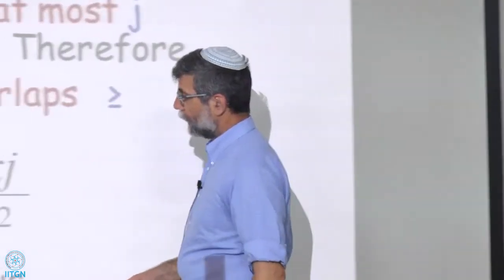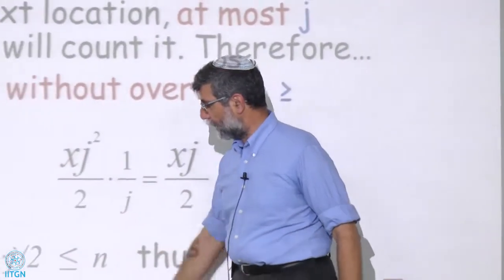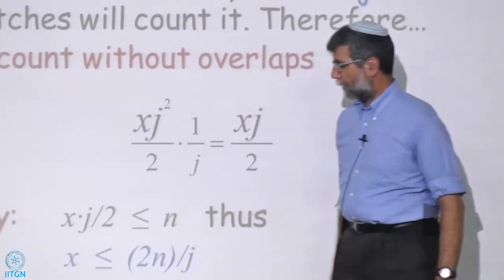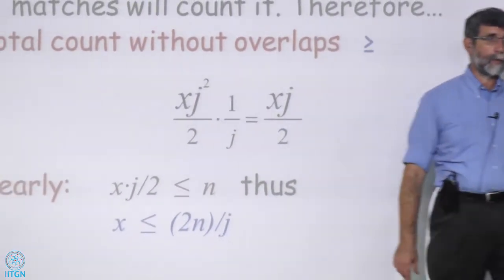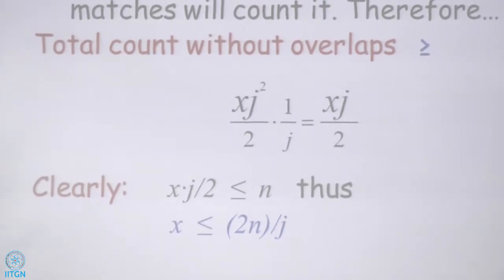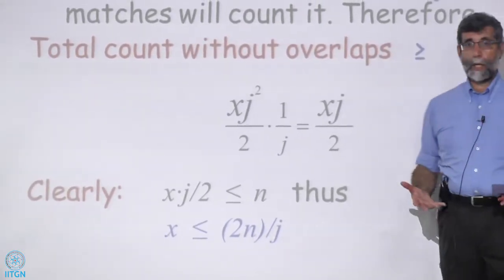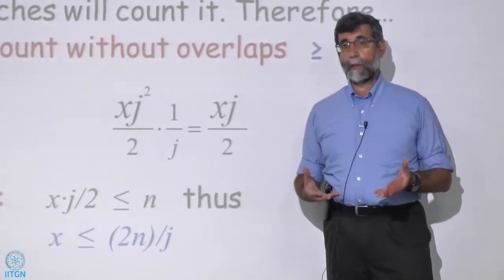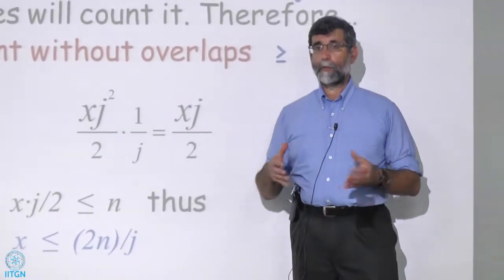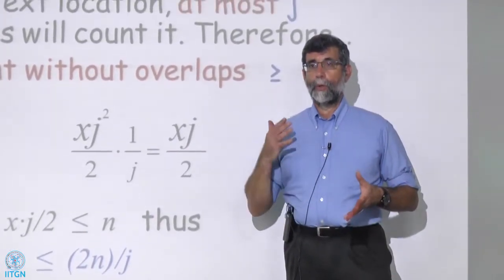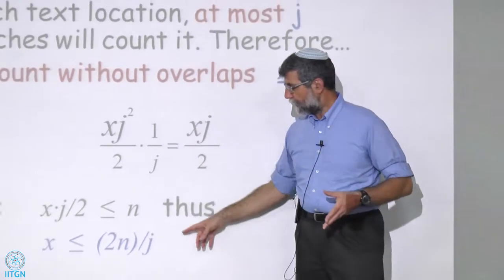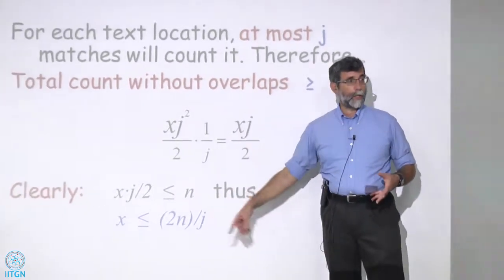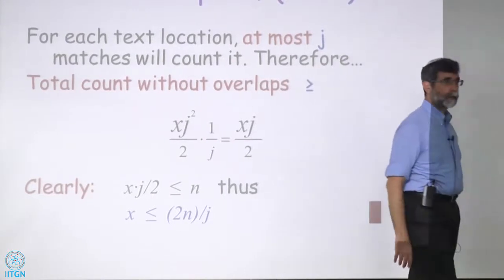So if xj over 2 is less than or equal to n, it means that x is less than or equal to 2n divided by j. And if x is equal to 2n divided by j, then the number of times that we actually do compute those segments is going to be 2n divided by j times j. So here it is. It's O of n.